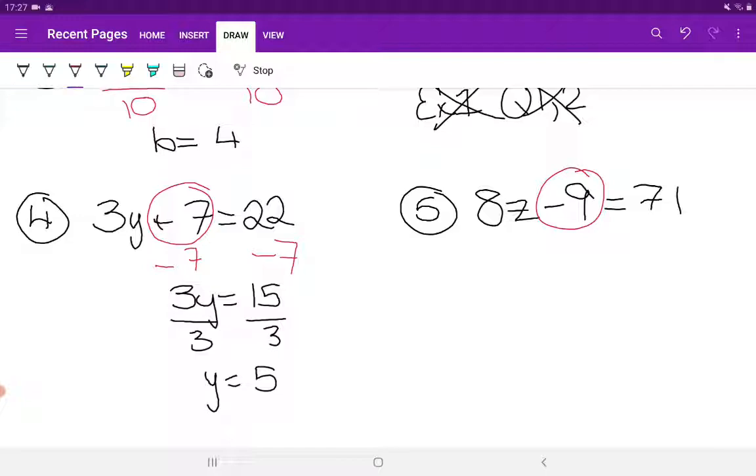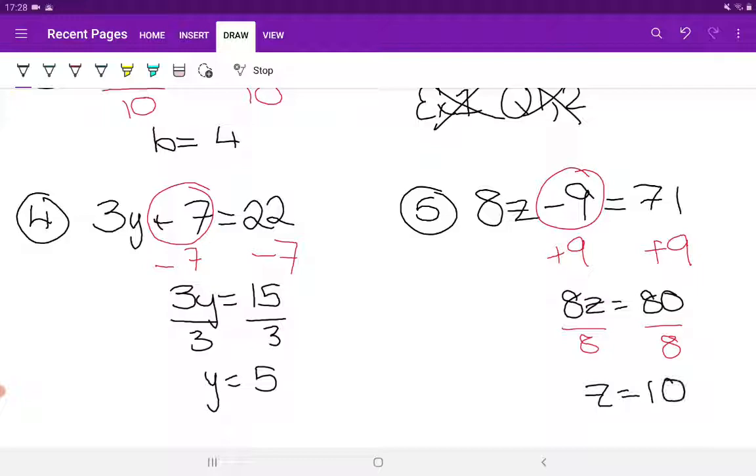Same with this next one. We've got 8z take away 9 equals 71. So the first thing we do is the opposite. We're going to add 9. So we have 8z equals 80. Then it's 8z, that means 8 times z. So we're going to divide by 8, which would then give us z equals 10.